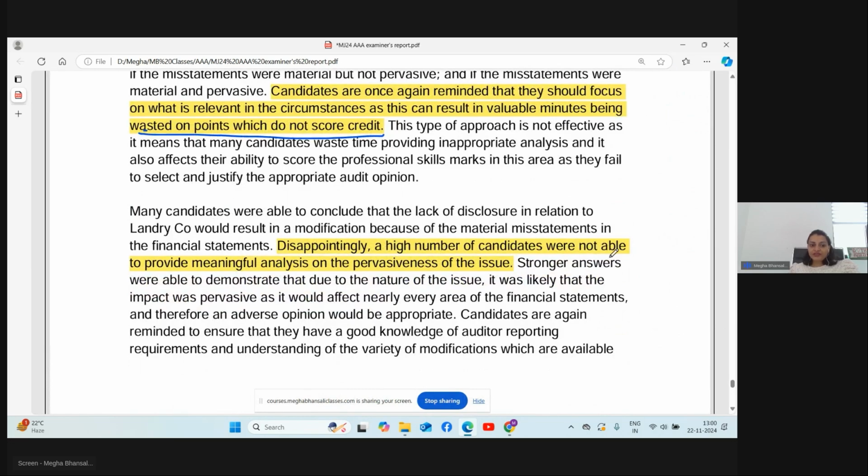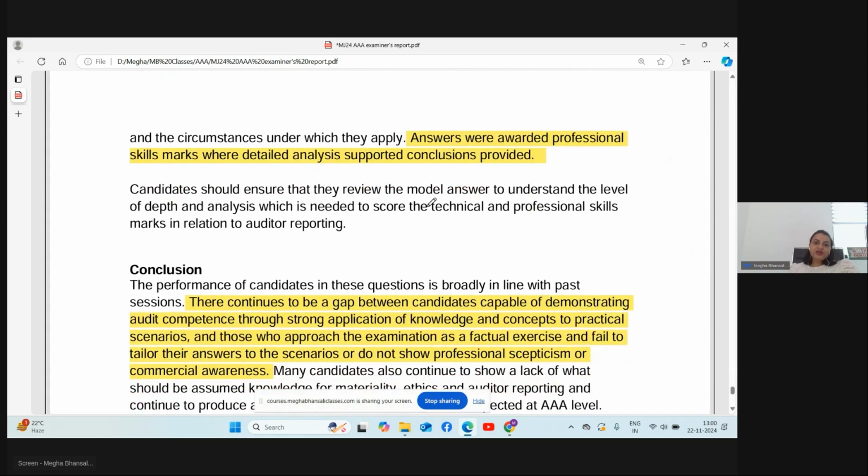Disappointing, a high number of candidates were not able to provide meaningful analysis on pervasiveness of the issue. So here, the issue is pervasive is what you had to write, and then it was an adverse opinion. If you said the issue is not pervasive, you should also be able to elaborate why it is not pervasive. Probably you said only one disclosure is incorrect, that's why it's not pervasive. But try and go back. If this disclosure is not correct, then is it affecting all my numbers? Definitely, because I'm adding all my revenue and expense line by line in my PL. So you have to evaluate it. Answers were awarded professional skill marks where detailed analysis supported the conclusion provided.